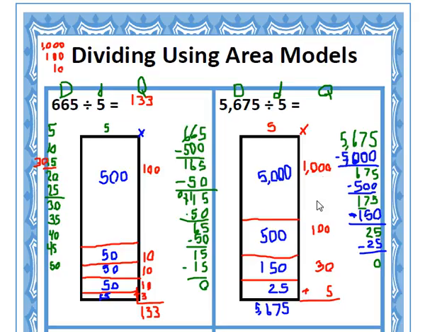It's to add our partial quotients here. So you can see we have our dividend, our quotient. We add all of our partial quotients to have a full quotient of 1,135. So 5,675 divided by 5 is going to have a quotient of 1,135. So let's look at these last two problems.